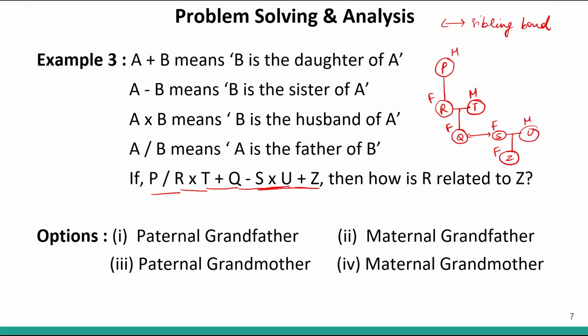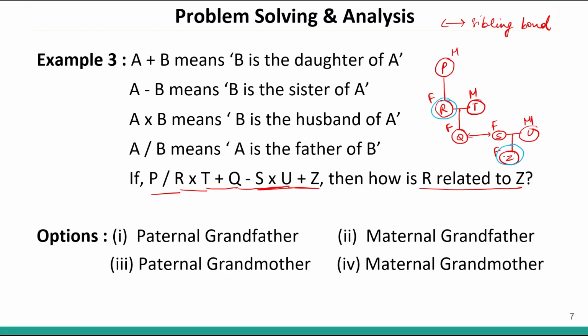And male and female I have denoted by the alphabet. So we have to find how R is related to Z. So R is where and Z is where? R is this person and Z is this person. So we have to find the relationship between R and Z.